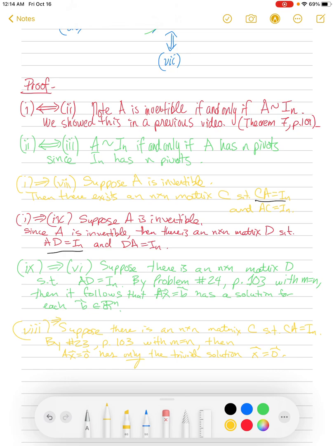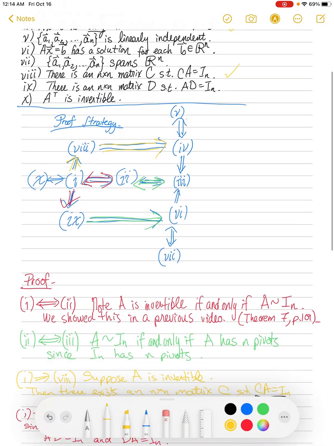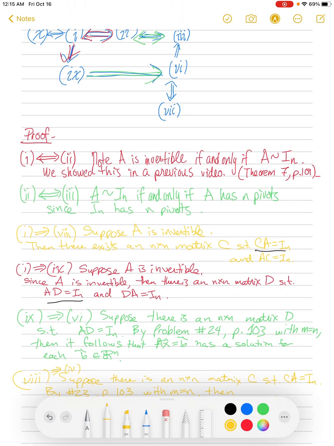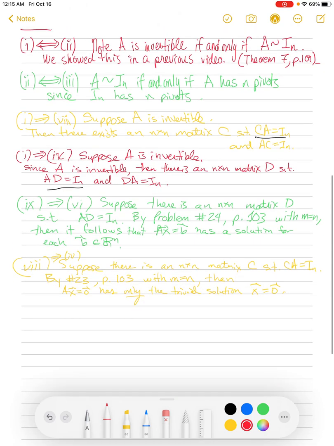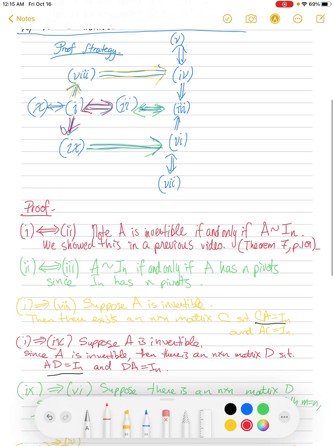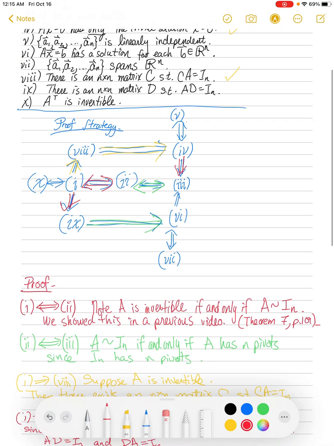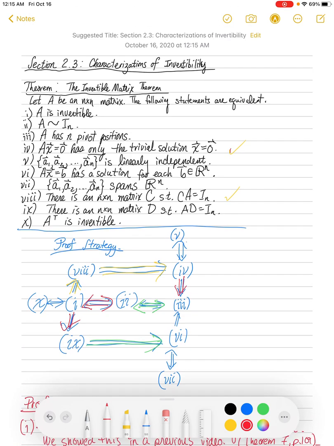So that was what 8 implies. Oh, I forgot to draw the arrow. 8 implies 4, I believe. Yeah. Oh, that's what 4 is. AX equals 0 has only the trivial solution. Okay, what else do we want to do here? How about 4 implies 3? I'm checking off all these arrows as I go along on my strategy guide. 4 implies 3. So where is that? 4 implies 3. Right here. Checking that arrow off.